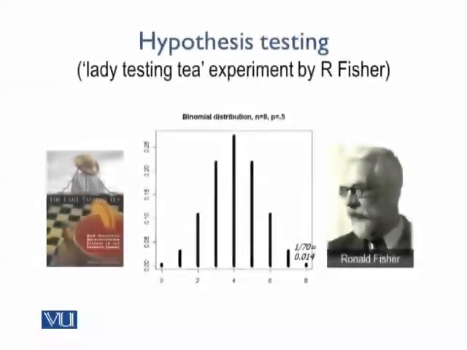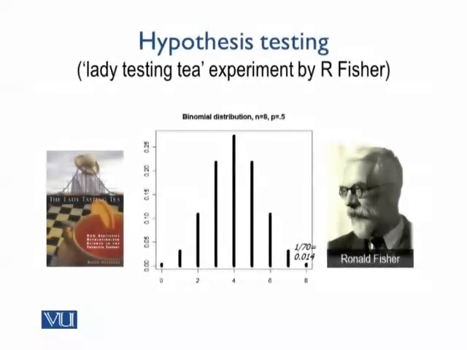And then the lady has to guess which order the things were poured. So if the lady is able to predict all the 8 cups correctly, then this should be sufficient evidence to reject the null hypothesis.